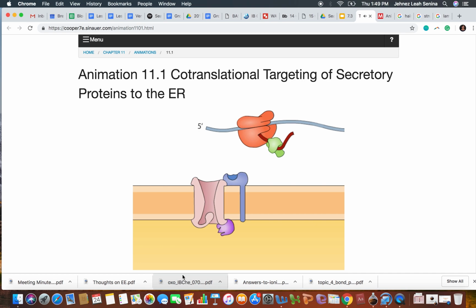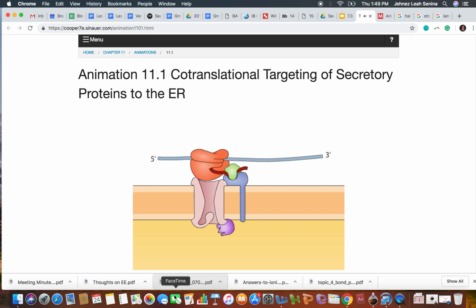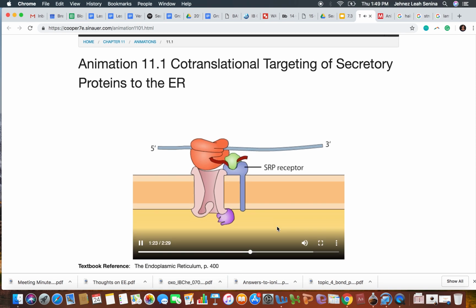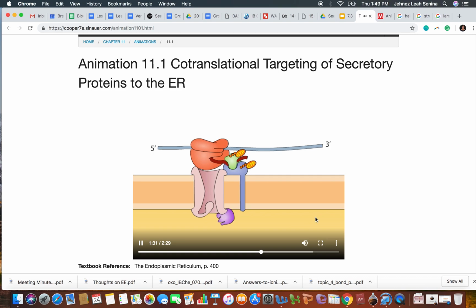The SRP targets the entire complex to the rough endoplasmic reticulum by binding to an SRP receptor on the membrane of the ER. GTP molecules bind to the SRP and the SRP receptor. The GTP binding triggers the transfer of the signal sequence from the SRP.